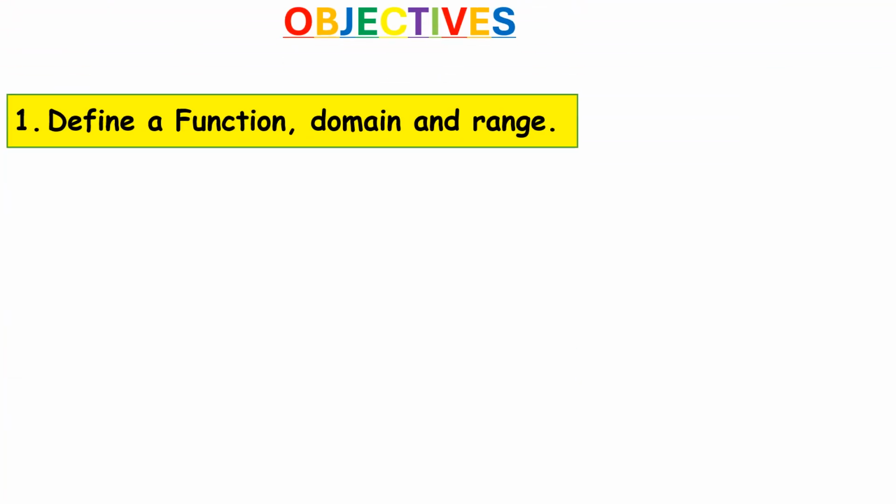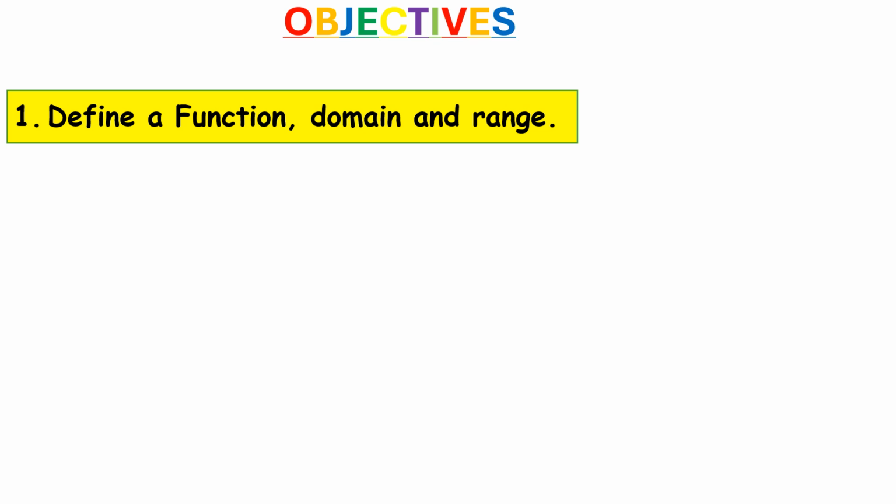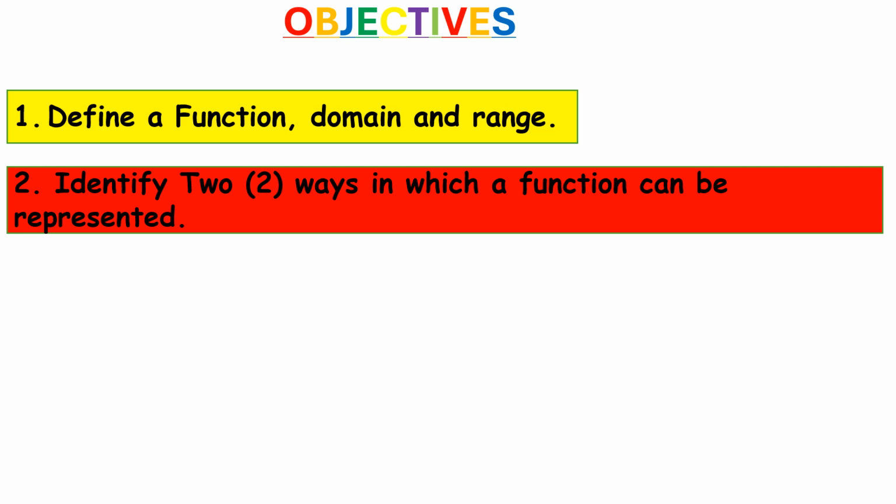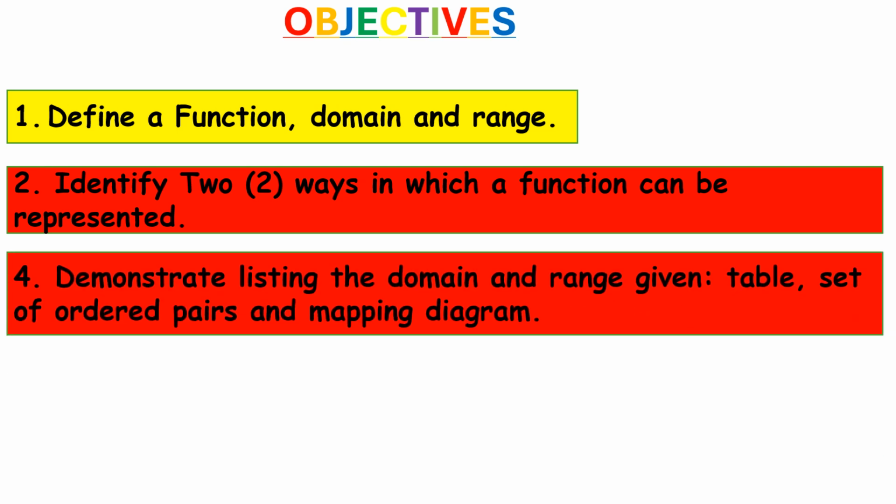Our objectives are: one, we're going to define the function, what is a domain, and what is the range. We're also going to identify two ways in which a function can be represented. And then you're going to have some demonstration where you're going to be given a table, a relation, and a mapping diagram and asked to list the domain and the range.